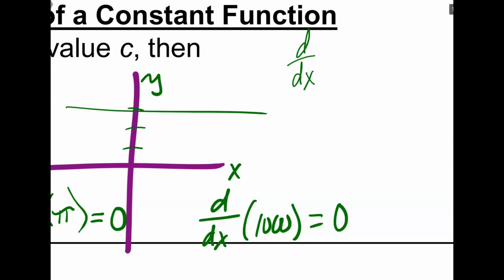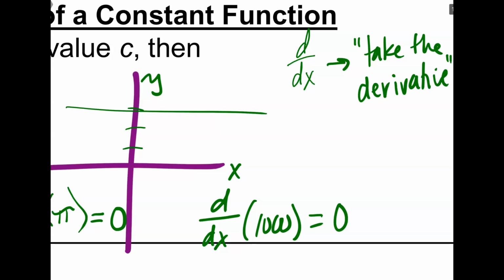And just a reminder, because I know it's been a hot second since we've actually been meeting: d dx means take the derivative. So if I say d dx of pi, literally take the derivative of y equals pi. Oh wait, y equals pi is just a flat line. We know the slope of a flat line is 0.